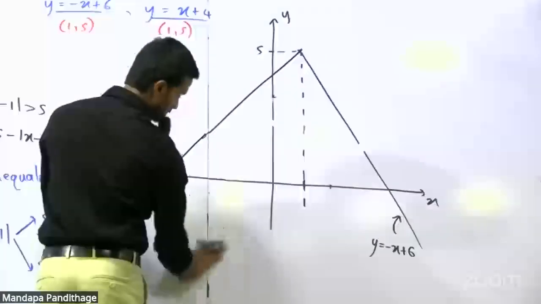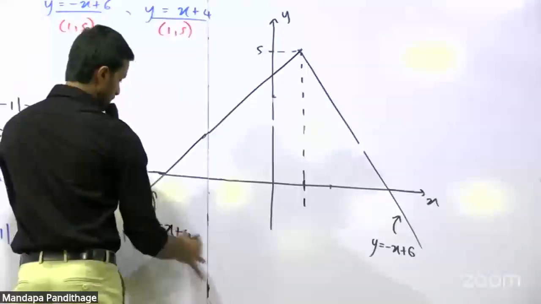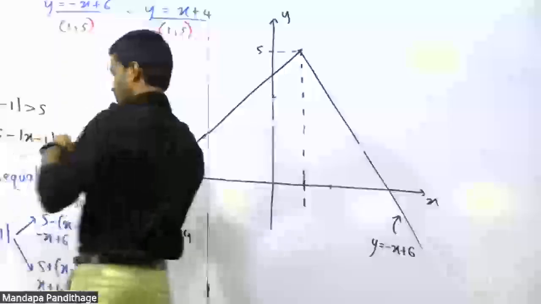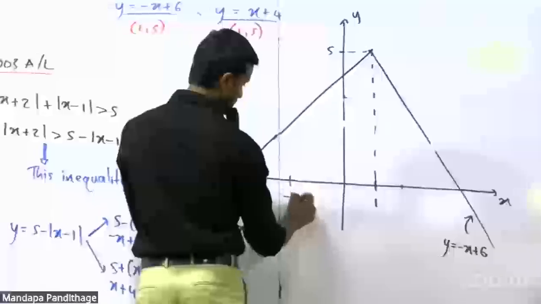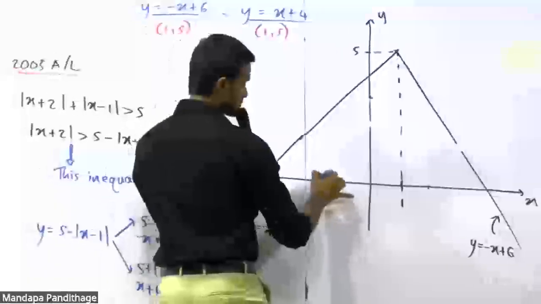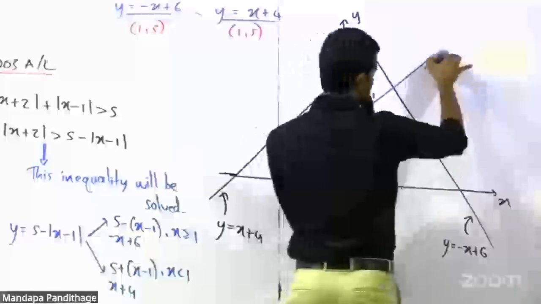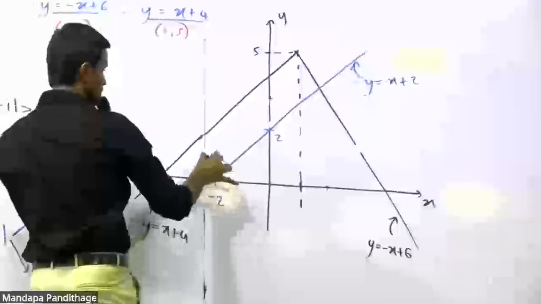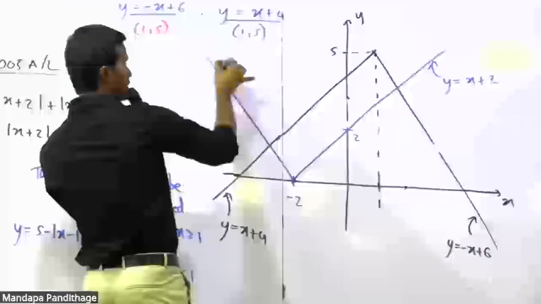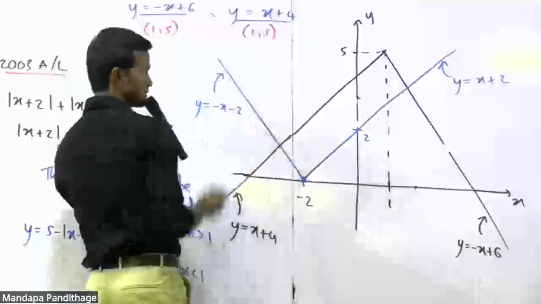So this is y equals x plus 4. And if you sketch the graph y equals modulus x plus 2, it is going through this minus 2, and x plus 2 goes in this way where the intercept is 2. So you get y equals x plus 2. And here it's minus x minus 2. It goes in this way. This is y equals minus x minus 2.